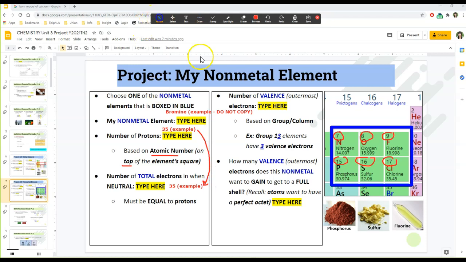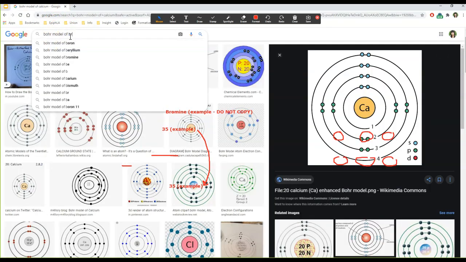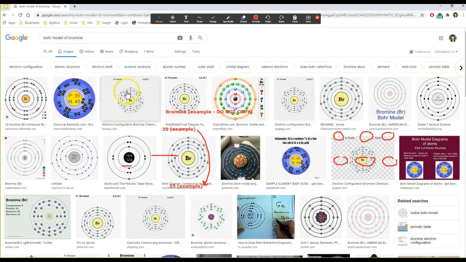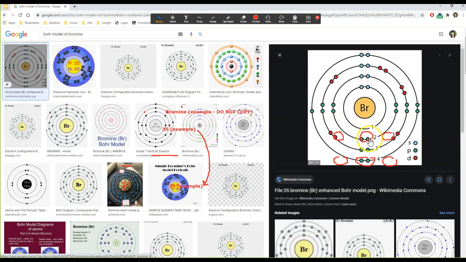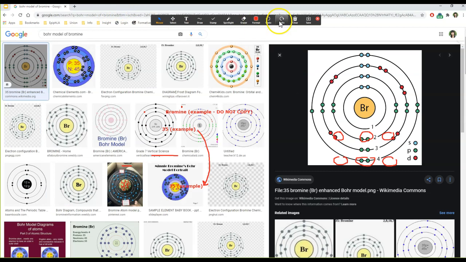Okay, so the number of valence electrons, again, is the outermost electron. So once more, I could look up the Bohr model of bromine this time. Okay, and let's go ahead and take a look at the Bohr model of bromine. And I'm going to erase this information right here so it's not in my way. Oops. Here we go. Okay, so let's take a look at the Bohr model of bromine.